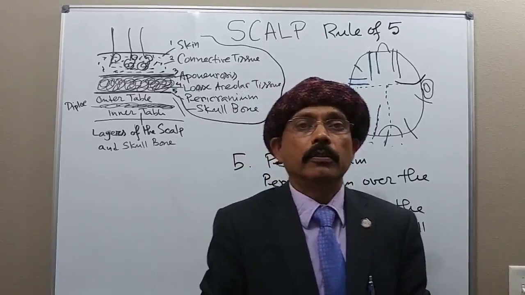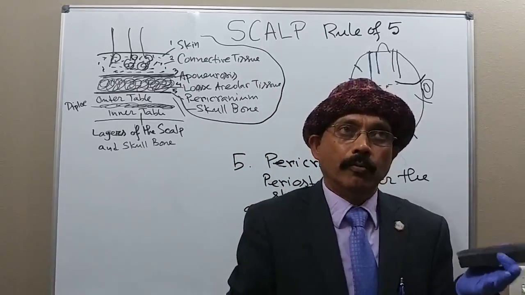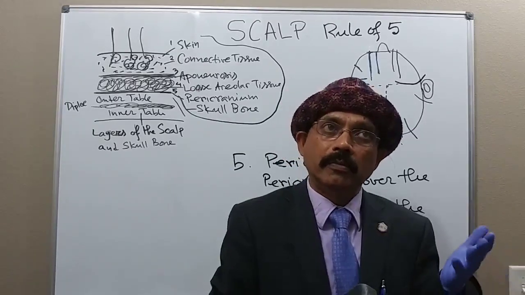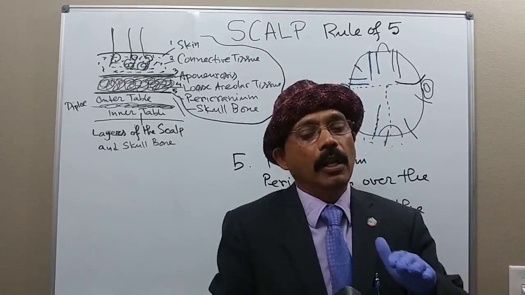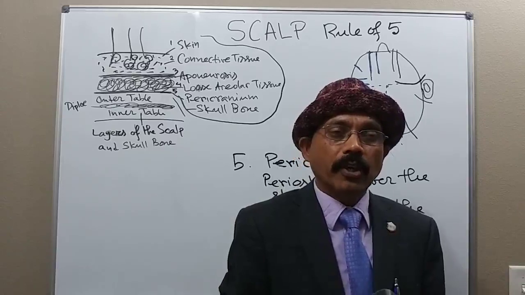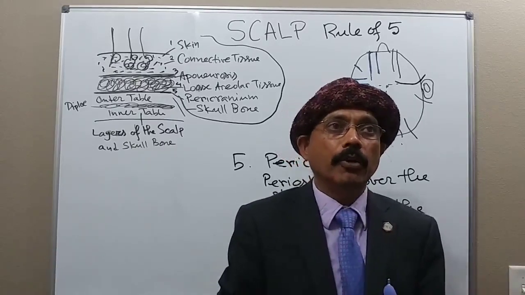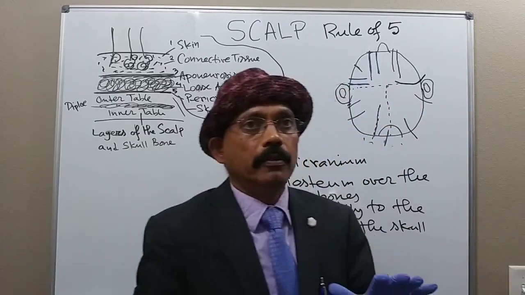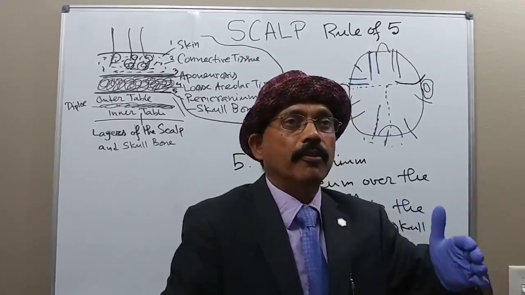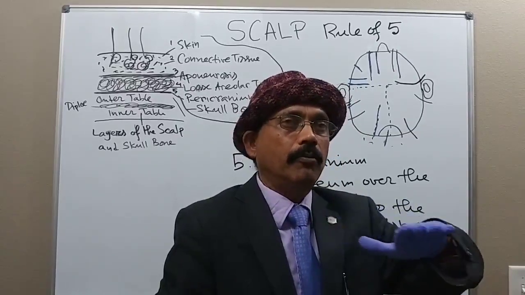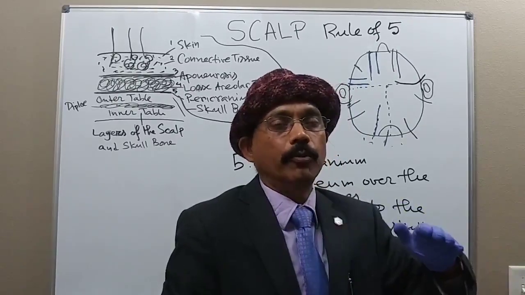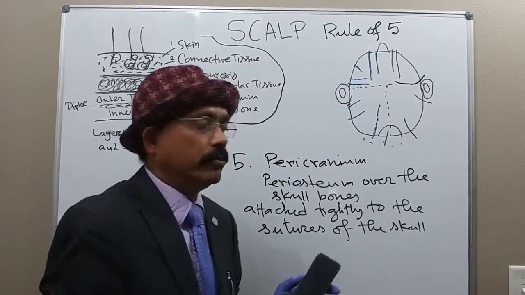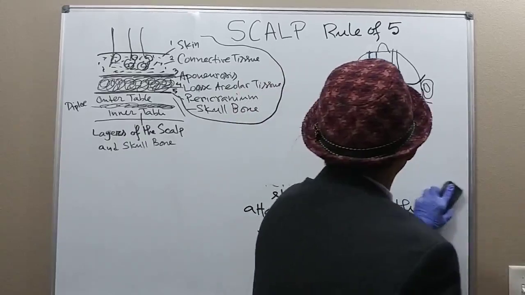So we got the rule of 5. We can spell scalp as SCALP. We have 5 letters there, and 5 layers that cover the neurocranium or vault of the skull. The skin and the subcutaneous tissue that cover the skull bone are called the scalp. We know the extension, and we have gone through that part.